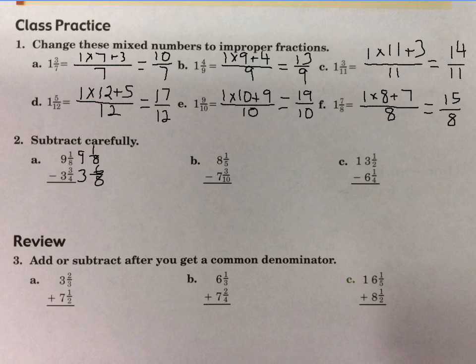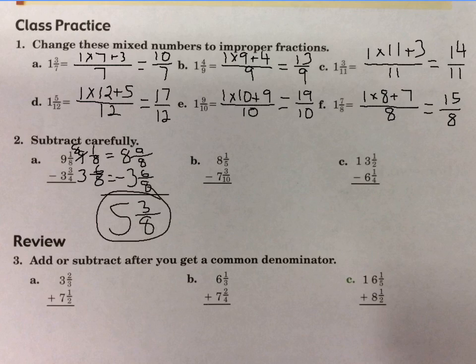Okay, now we've made it so we have common denominators, but now we have to borrow. We'll borrow from the 9. That leaves us with 8. The 1 we borrowed, we're going to make it into an 8 over 8, and we'll add it to our 1 over 8. So we now have 8 and 9 eighths minus 3 and 6 eighths. 9 minus 6 will give us 3 eighths. 8 minus 3 will give us 5. So our answer is 5 and 3 eighths.